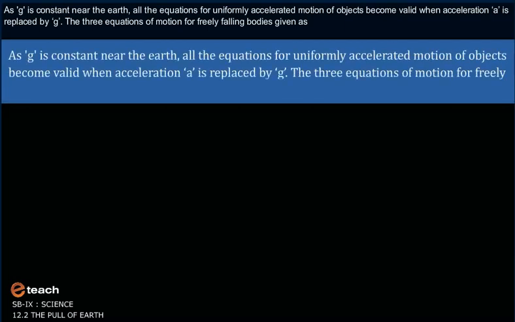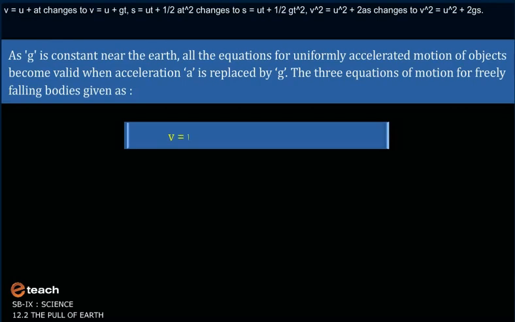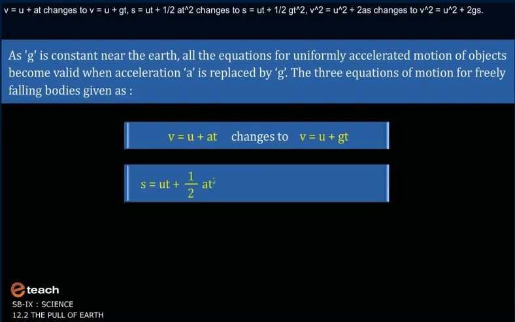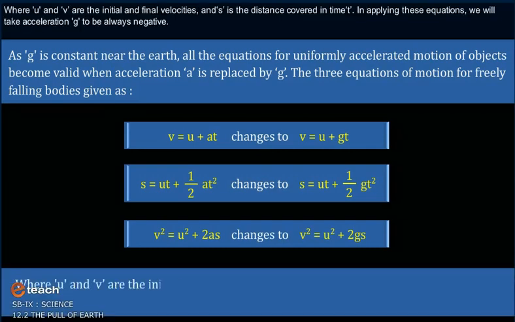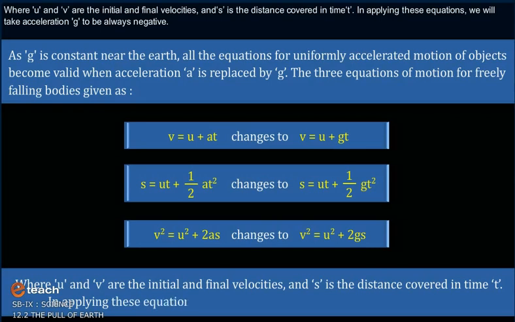The three equations of motion for freely falling bodies are given as: v = u + at changes to v = u + gt. s = ut + ½at² changes to s = ut + ½gt². Now v² = u² + 2as changes to v² = u² + 2gs, where u and v are the initial and final velocities, and s is the distance covered in time t. In applying these equations, we will take acceleration g to be always negative.